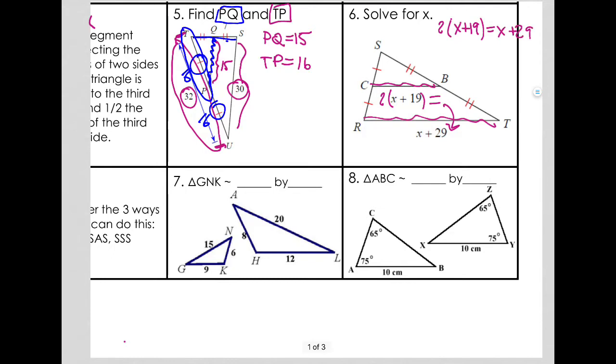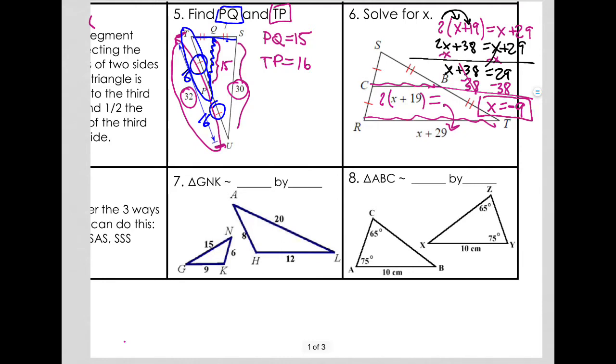And now we just solve it as we would our equations. So we have 2x plus 38 equal to x plus 29. And then if we subtract x from both sides, so that we're subtracting the smaller one, bringing it to the bigger one, we have x plus 38 equals 29. So we can subtract 38 from both sides, and we get that x equals negative 9.